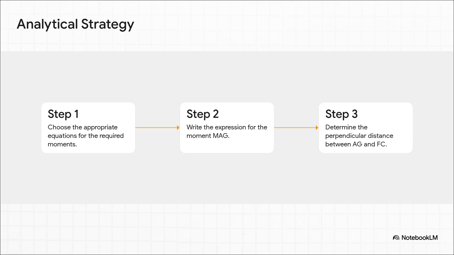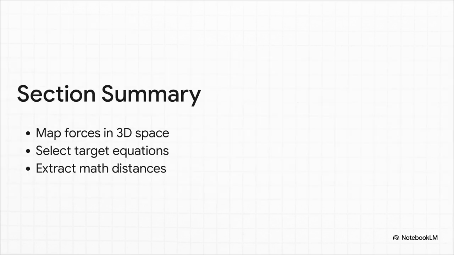So here's your analytical strategy for calculations. Step 1. Establish your Cartesian vector equations by assigning your I, J, and K components. Step 2. Write out the expression for the moment about diagonal AG using a dot product. Step 3. Use that scalar result to mathematically extract the exact perpendicular distance. You aren't just blindly guessing the geometry here, you're systematically letting the cross products and dot products calculate those exact 3D distances for you.